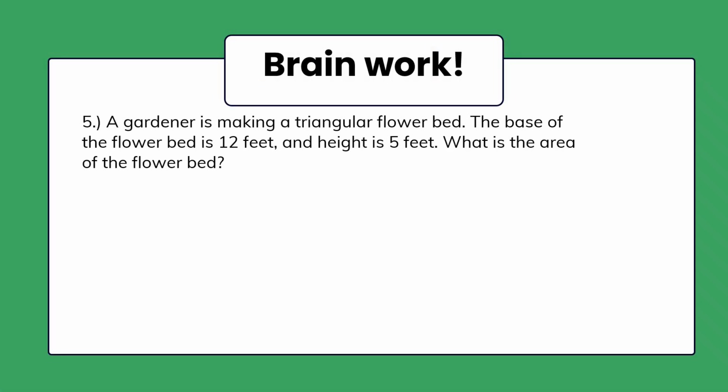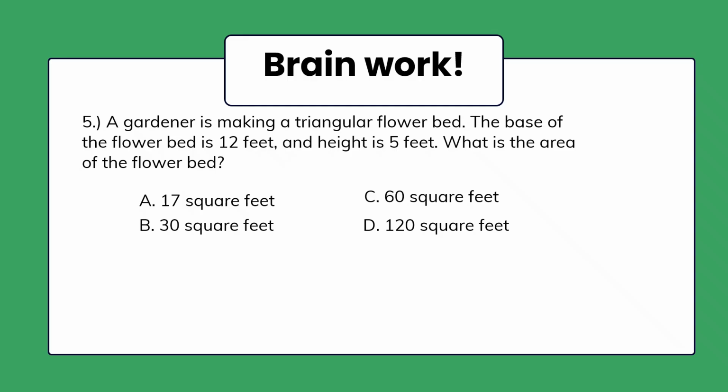Problem number 5. A gardener is making a triangular flower bed. The base of the flower bed is 12 feet and the height is 5 feet. What is the area of the flower bed? A. 17 square feet, B. 30 square feet, C. 60 square feet, and D. 120 square feet. What do you think the answer? Alright, the correct answer is letter B, 30 square feet.